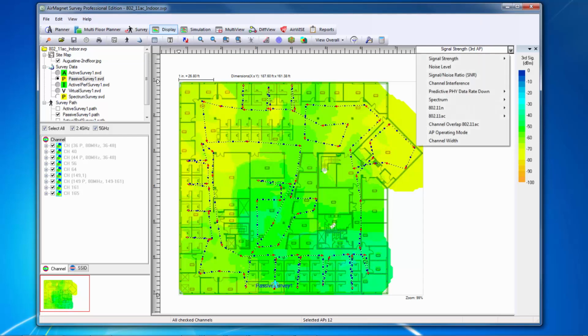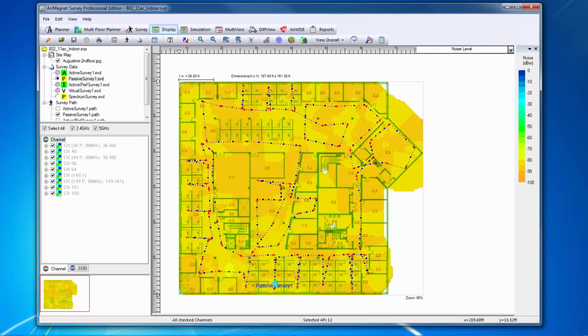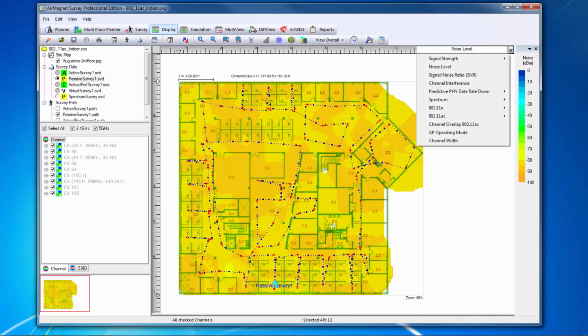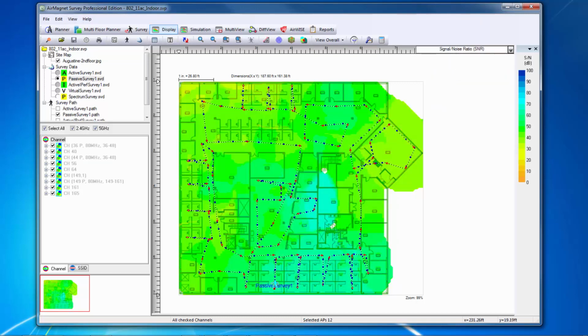Our next heat map is noise level. The noise level heat map will show the noise level measured by the wireless card in dBm across the site. The signal-to-noise ratio heat map will show the signal-to-noise ratio in dB throughout the site as measured by the adapter. Noise level heat maps, as well as the signal-to-noise ratio heat map, can be valuable to determine whether or not noise is playing a key factor in the performance of a network.